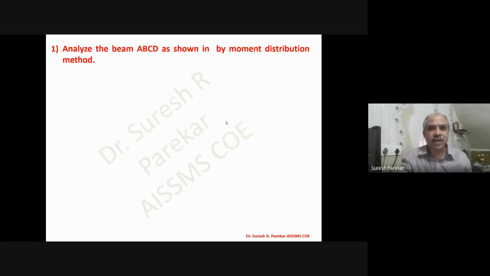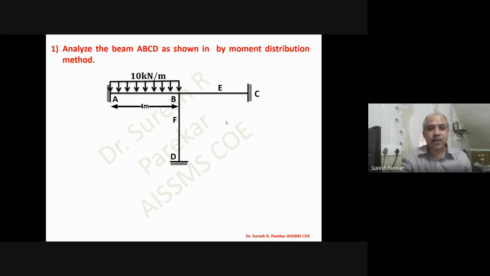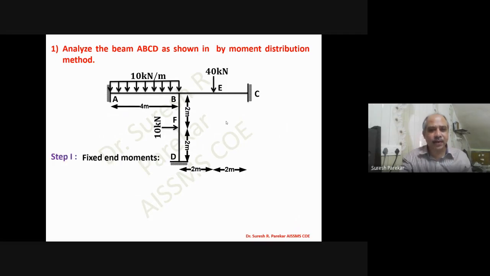So first we have considered the ABCD frame, and we have supports A, C, D. These supports are fixed supports, and we have 10 kilonewton per meter UDL on AB, 40 kilonewton concentrated load at the center of BC, and a concentrated load at the center of DB of 10 kilonewton. Now first we will find the fixed end moments.